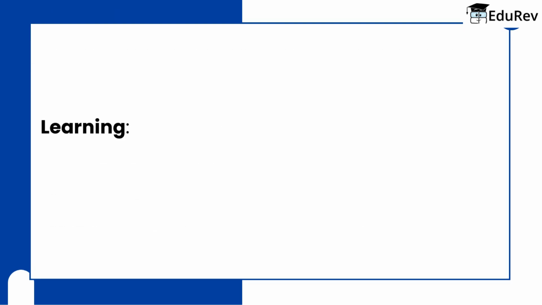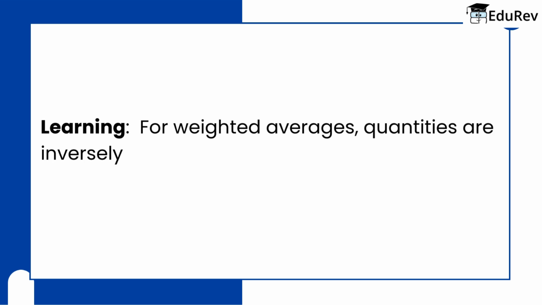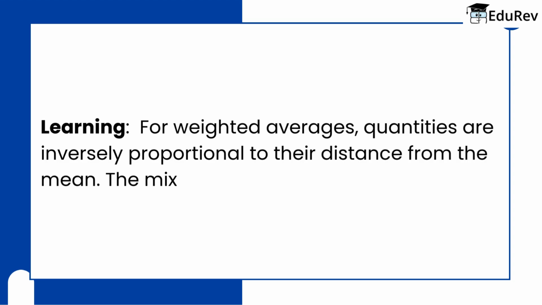Learning from this is, for weighted averages, quantities are inversely proportional to their distance from the mean. The mix is always closer to the heavier component.